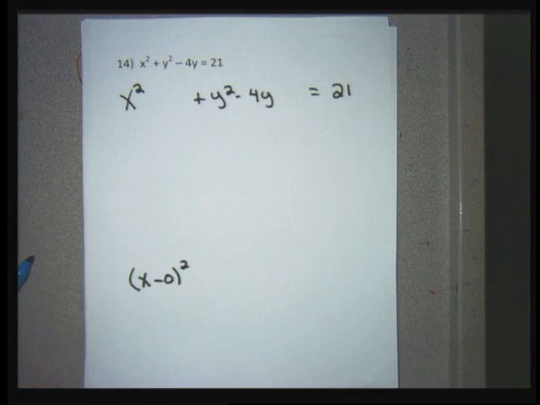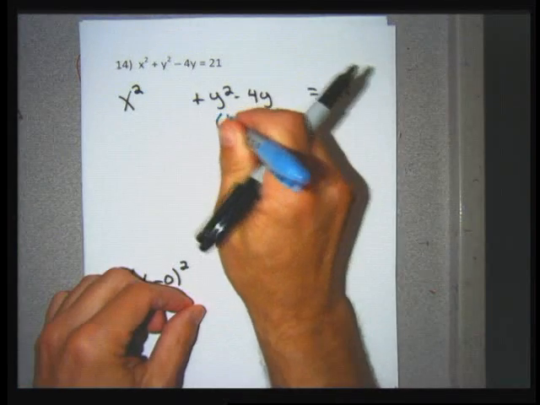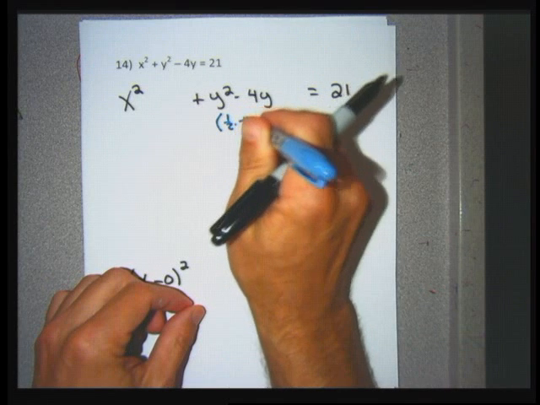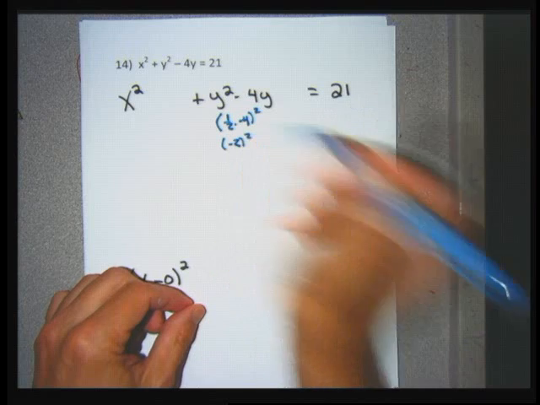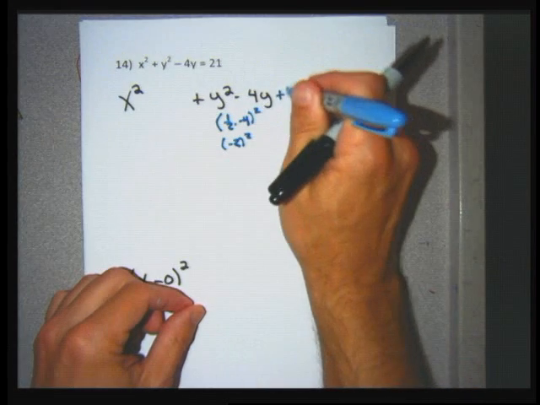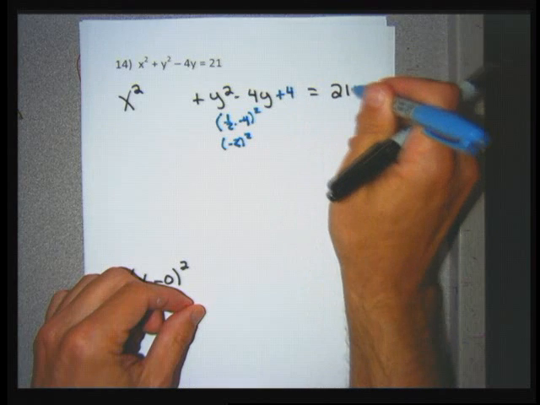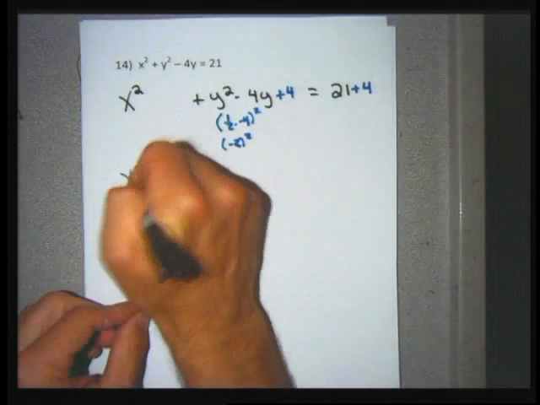I do have to doctor up the y's, and to figure out what to add there, I'm going to take half of negative 4 quantity squared. Half of negative 4 is negative 2. Negative 2 squared is positive 4. So what I'm going to add after the y's is a 4. And I also have to add that to the right-hand side. I'm going to leave the x squared alone.